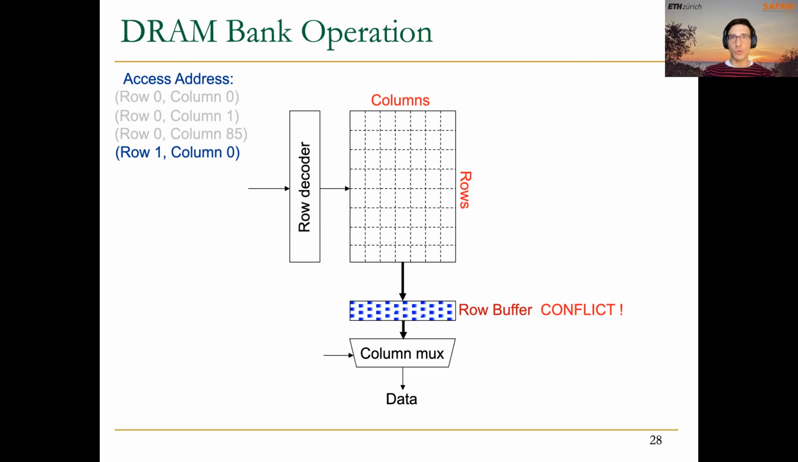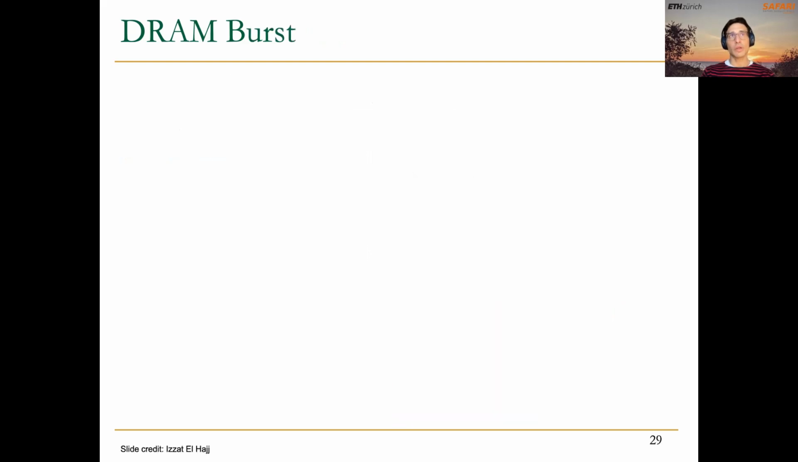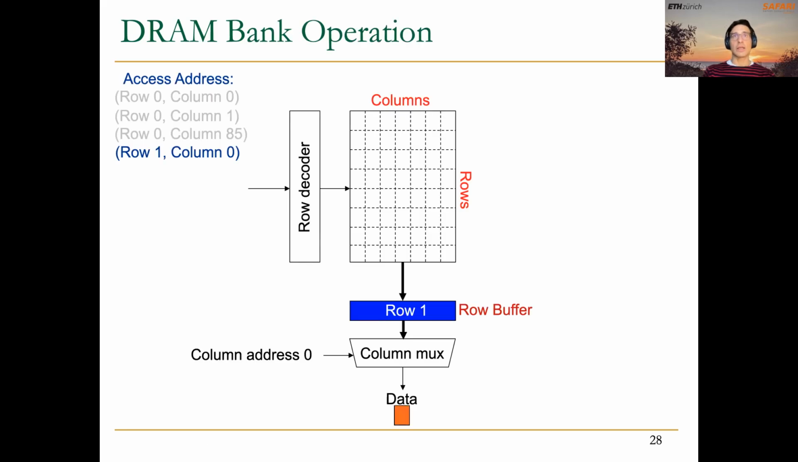So what we have to do is close this row 0, precharge the bit line, and then activate a new row, in this case, the row with address equal to 1. We activate this row, we move this row to the row buffer, and now we can access, in this case, column 0 of row 1. So observe that in the end, there is a different latency for different accesses to the DRAM bank.